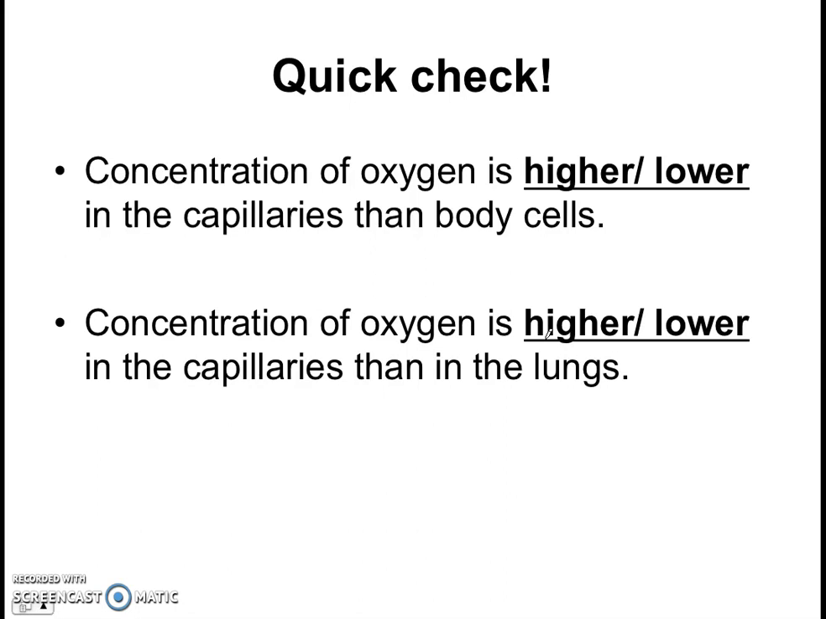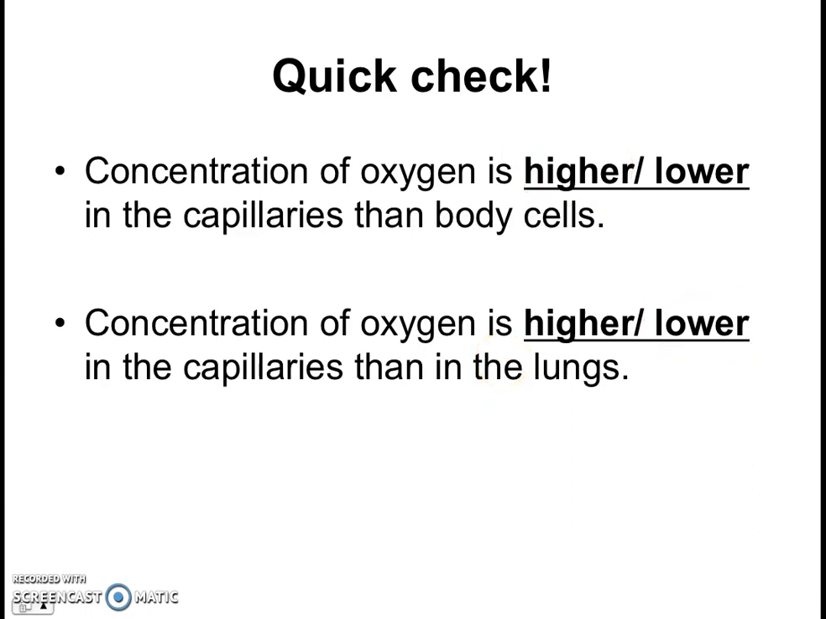So hopefully you've tried the questions. Right, the concentration of oxygen is higher in the capillaries than in the body cells, right? Because the body cells are constantly using up oxygen. And the concentration of oxygen is lower in the capillaries than in the lungs, right? Because the lungs have a lot of oxygen, and oxygen moves from the lungs, more specifically from the alveolus, into the capillaries which surround the alveolus.